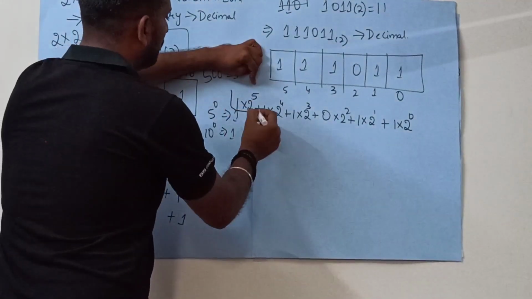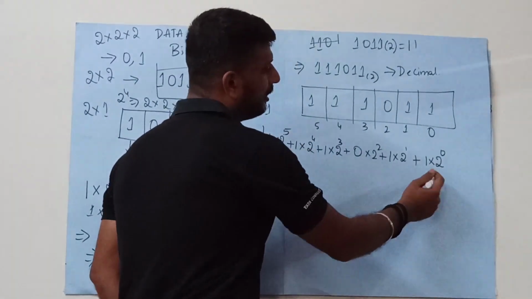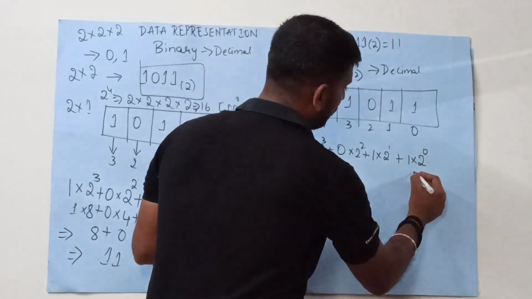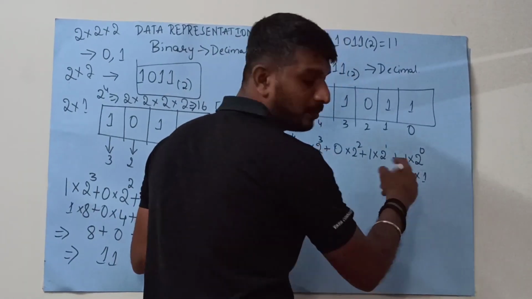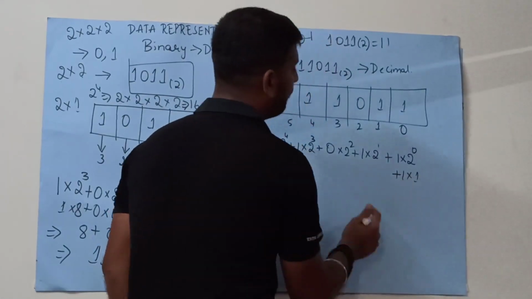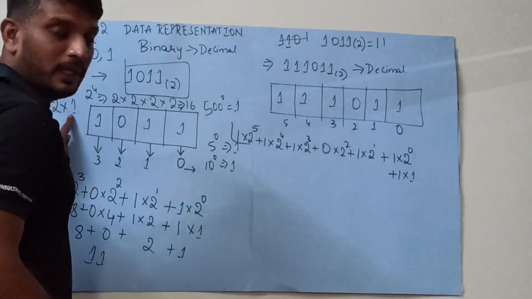Okay, so this is the next thing you have to do. Again same procedure: any number to the power of 0 will be equal to 1. 1 into 1, 2 to the power of 0 is nothing but 1. I have told you in the previous example. Plus 2 to the power of 1. 2 to the power of 1 is nothing but 2 into 1.